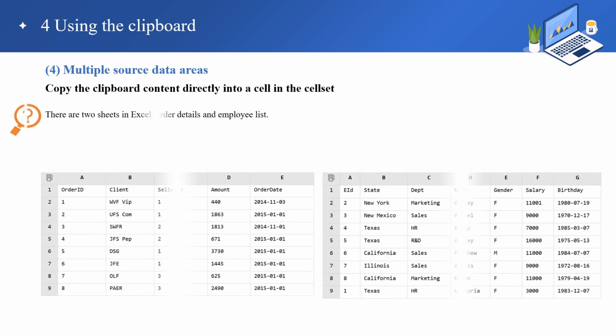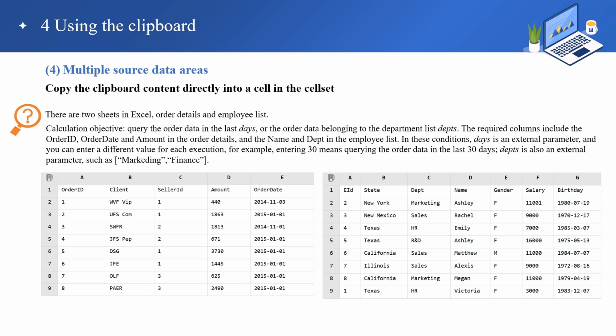For example, there are 2 sheets in Excel, order details and employee list. Calculation objective: query the order data in the last days, or the order data belonging to the department list depts. The required columns include the order ID, order date and amount in the order details, and the name and dept in the employee list. In these conditions, days is an external parameter, and you can enter a different value for each execution. For example, entering 30 means querying the order data in the last 30 days. Depts is also an external parameter, such as marketing, finance.